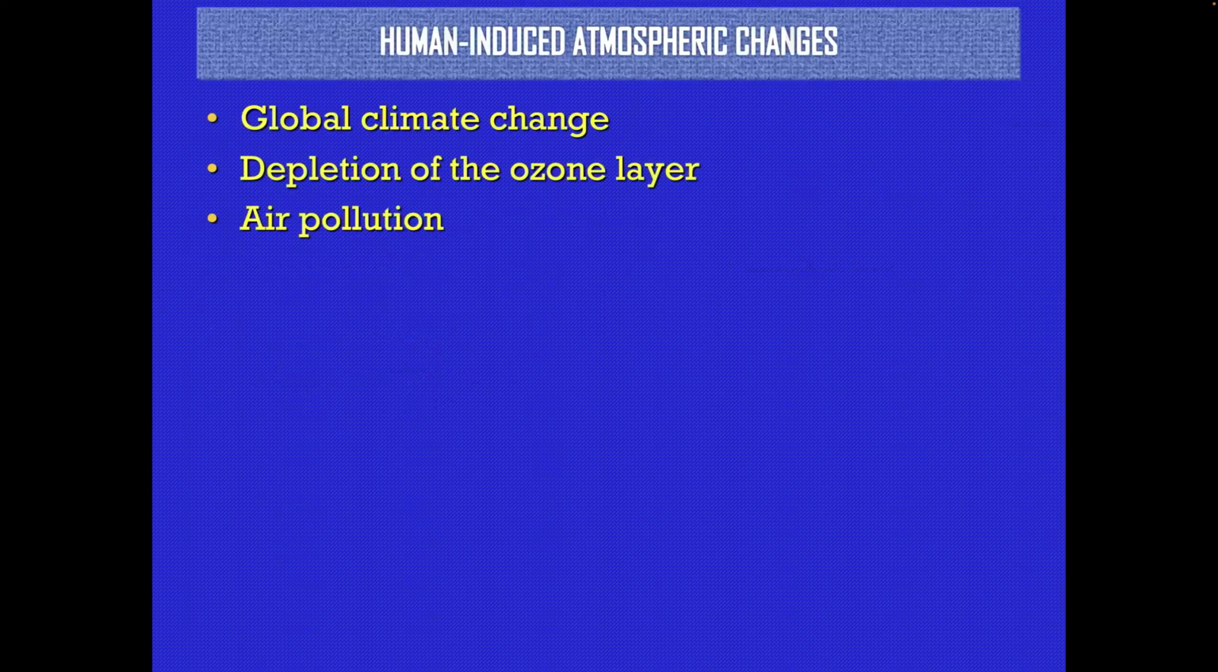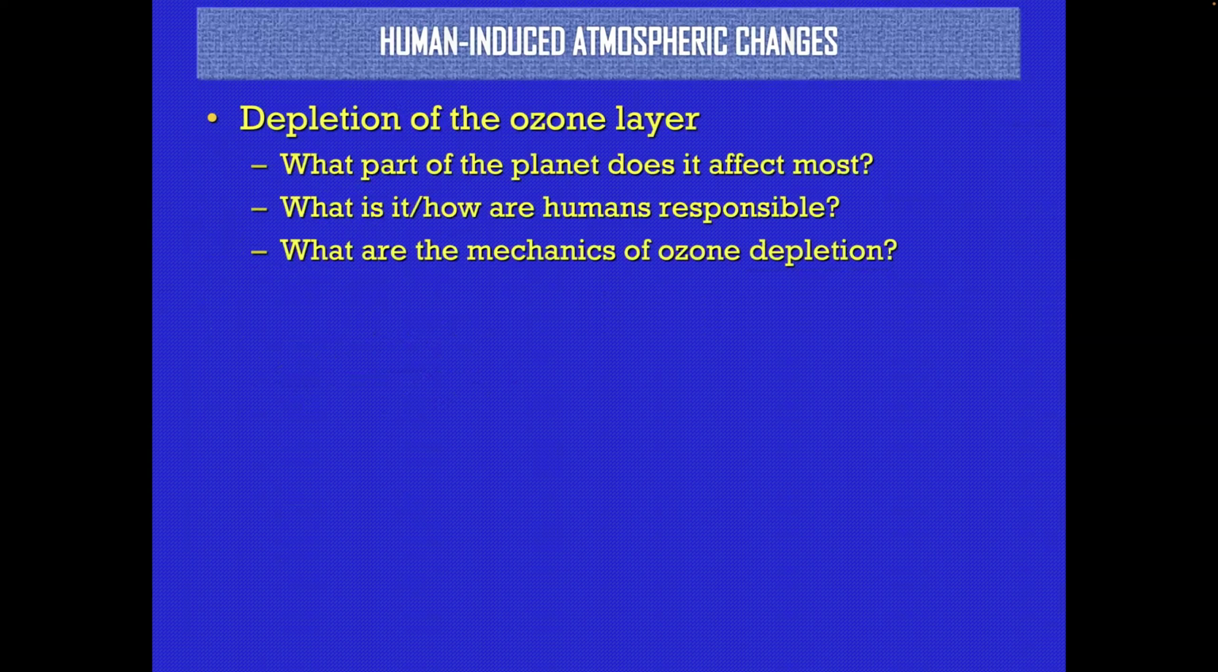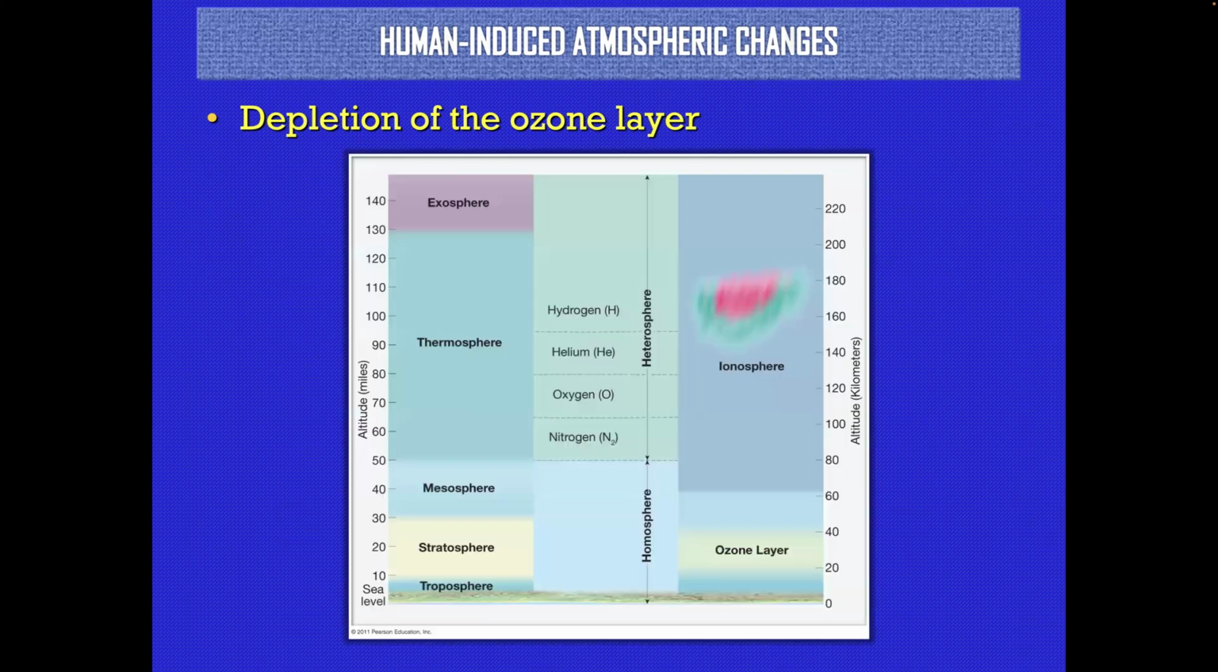Human-induced changes. Of course, there's climate change, ozone, and air pollution. So the ozone layer is a part of the planet that is important because, think of it as an umbrella. It literally shields humanity, people, living things, from a radiation that would otherwise cause lots of cancer. That would be ultraviolet radiation.